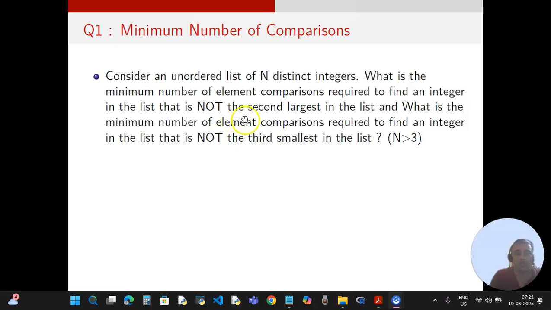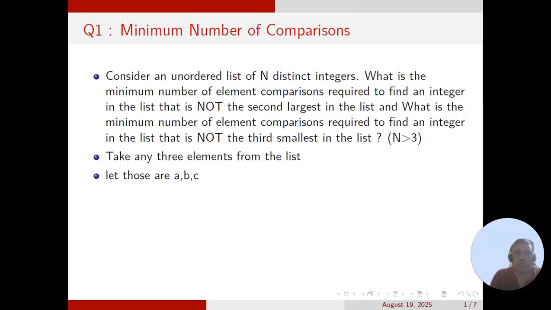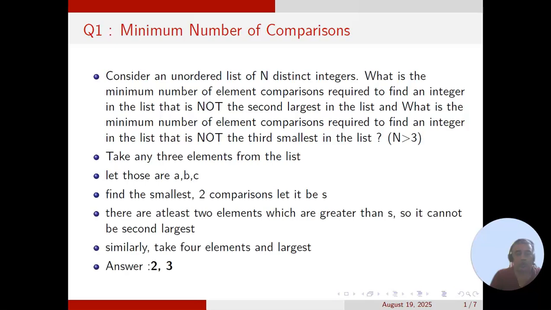Find the smallest of those three elements. Now the claim is that the smallest of those elements cannot be the second largest, because there are at least two elements which are greater than that. So that cannot be the second largest. So the number of comparisons required to find that is 2.